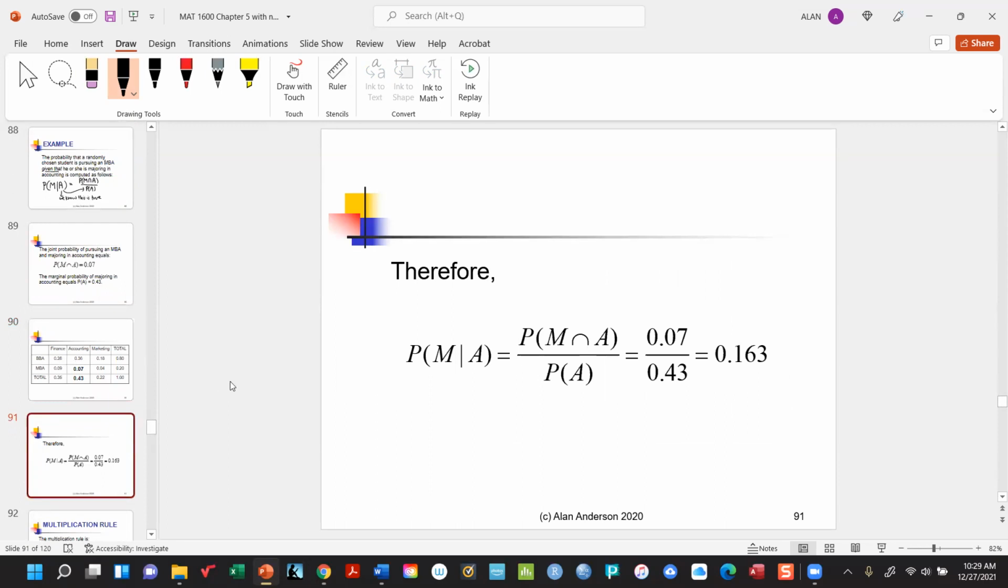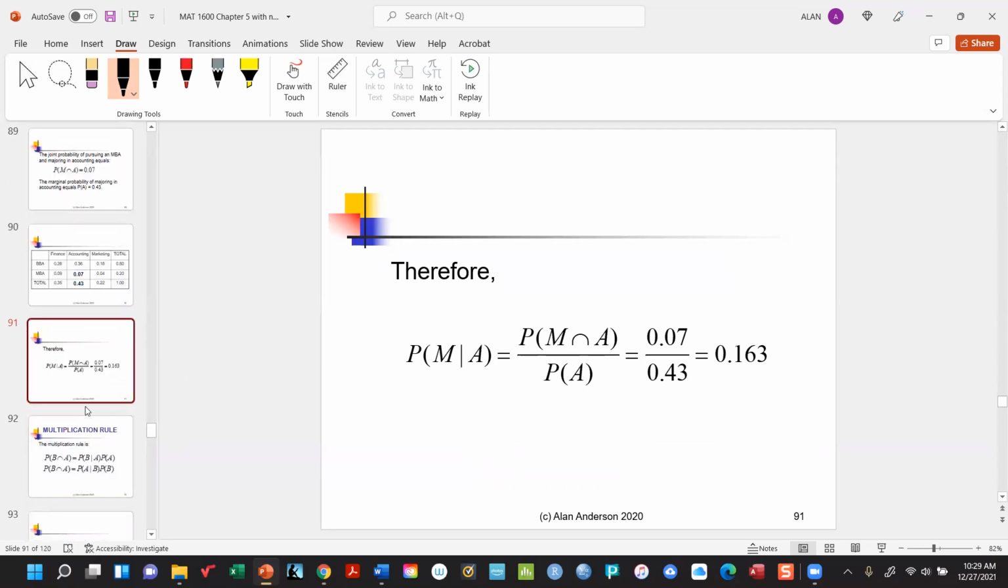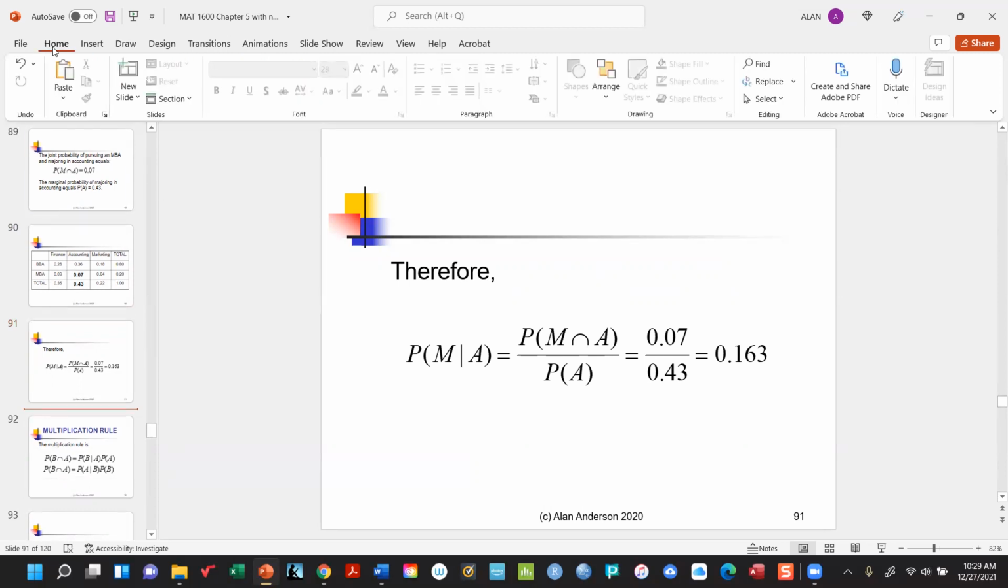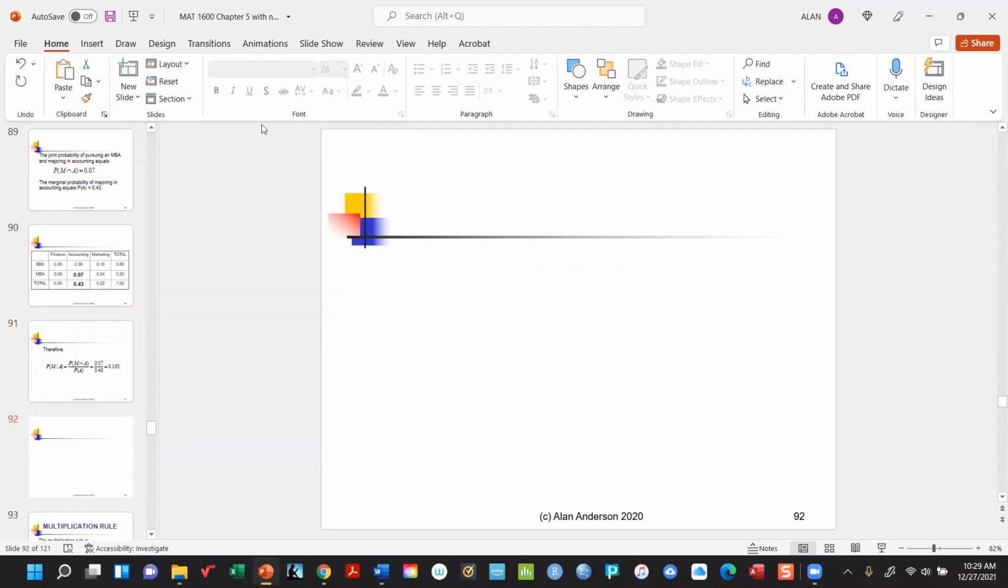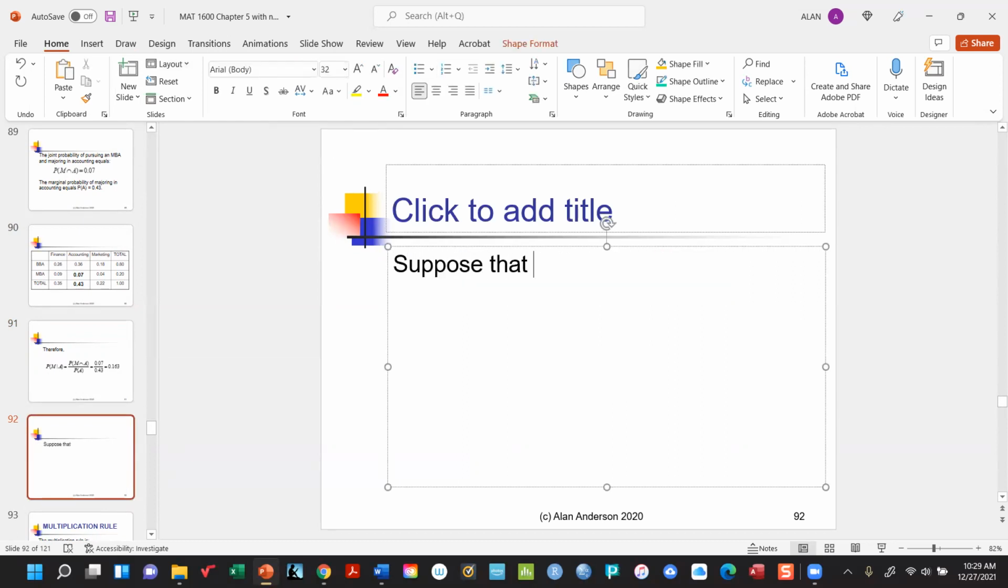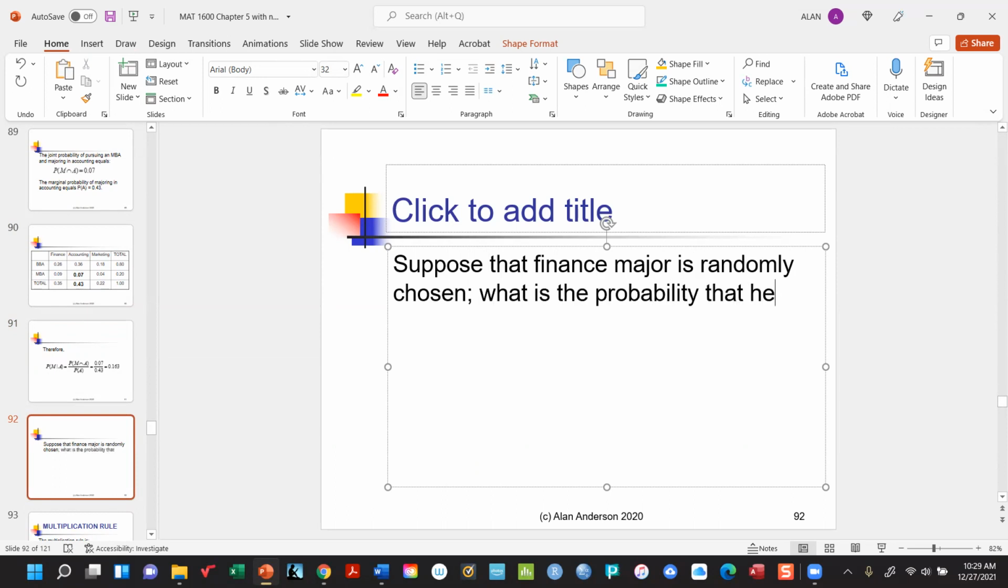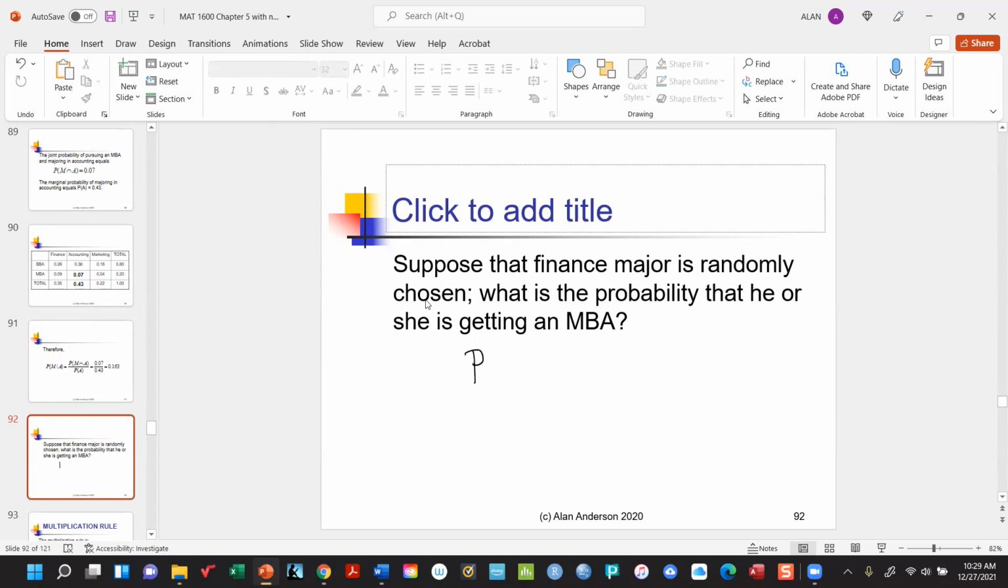Now, I think we could use some more practice. So I'm going to make up another one on the spot. Let's just say, suppose that a finance major is randomly chosen. What is the probability that he or she is getting an MBA? So again, the challenge is trying to make sure you set it up correctly. We know that this person is studying finance. That's how it works.